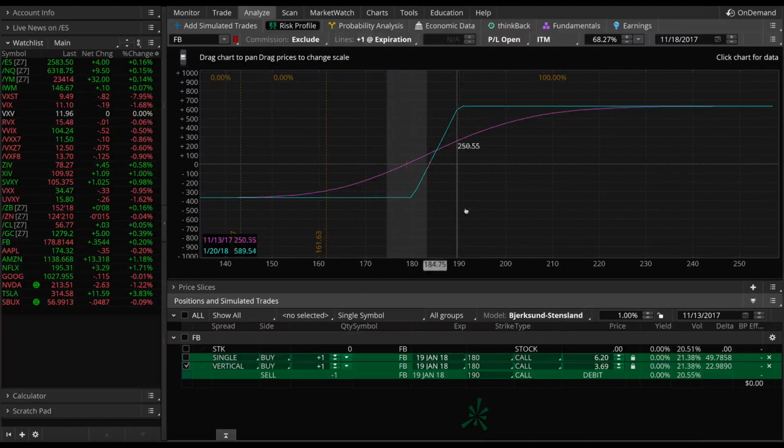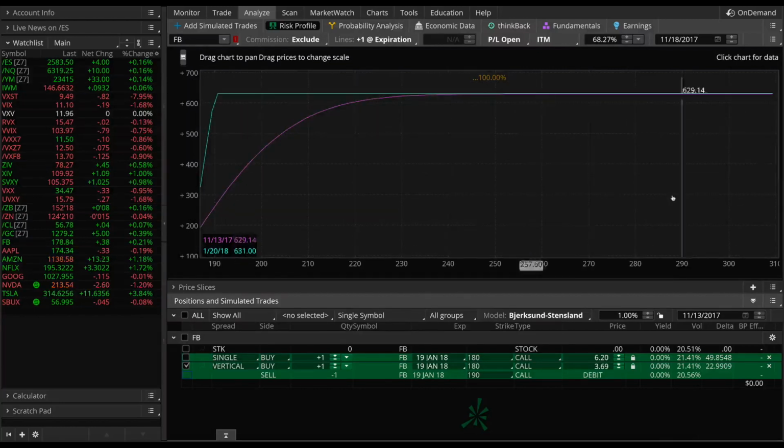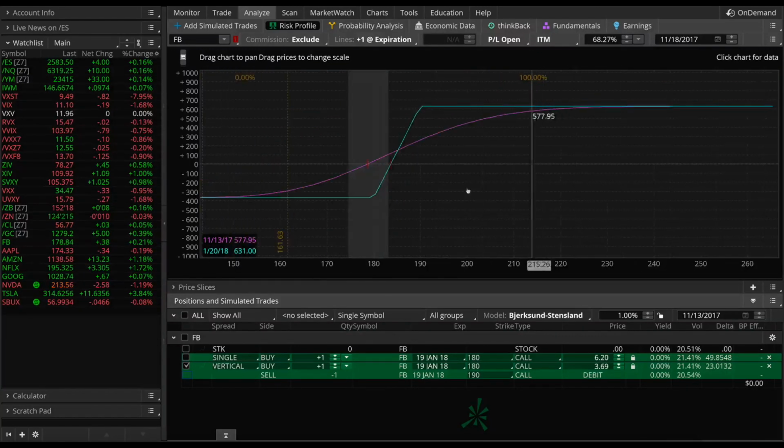So if Facebook shoots up and is above 190 at expiration, then our maximum profit potential is going to be $631. But as we can see, if Facebook goes all the way to $300, our profit potential is still going to be $631. And if Facebook is at $191, our profit potential is still going to be $631.